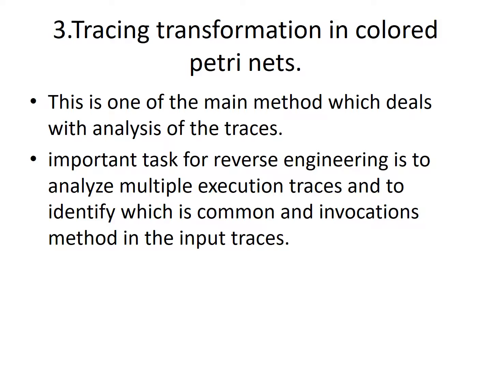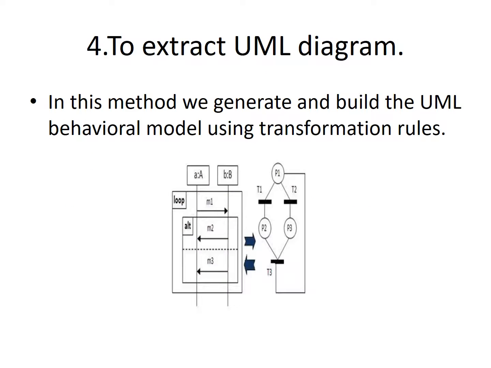A color pattern net is usually generated by considering an algorithm that takes several execution traces as input. The algorithm first scans all the traces line by line, then each line is checked to see if it is new. Then, for the new line, a new place is created. The places that have the same line are the same color. And the last step is to extract the UML diagram. In this method, we generate and build the UML behavior model using the transformation rules. Here is one example of the UML behavior model.